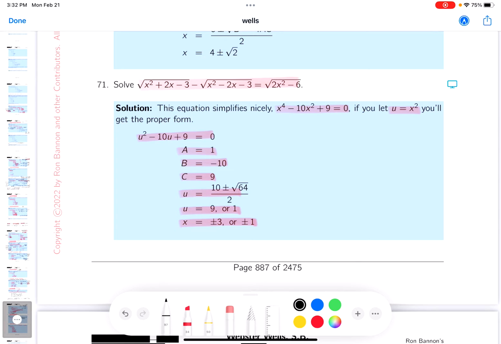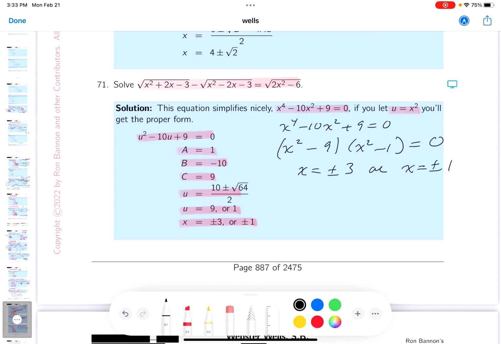What I want to do is factor it. So I get x^4 minus 10x^2 plus 9 equals 0. It looks like an easy factorization problem for me. So I'm going to say (x^2 minus 9)(x^2 minus 1) would equal 0. That gives me x^4, it does give me minus 10x^2, and it does give me plus 9. And this is pretty simple. x is plus or minus 3, or x is plus or minus 1. Okay, so I got the same answers they've got.